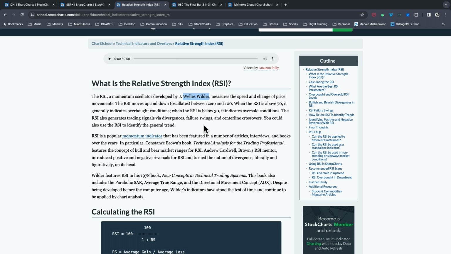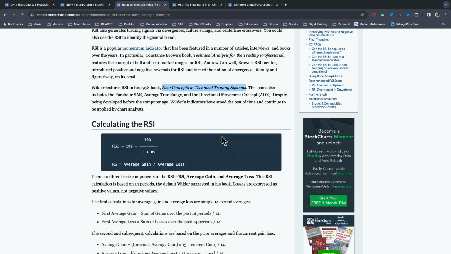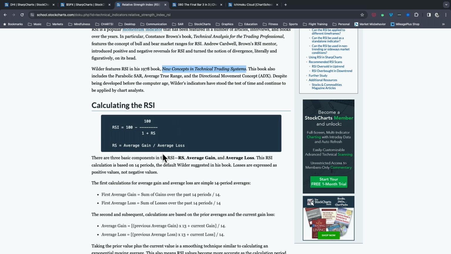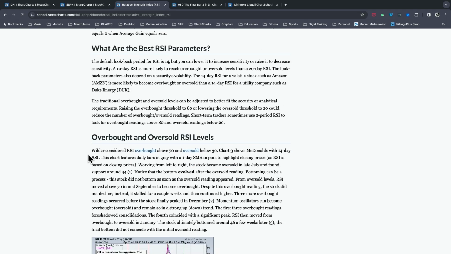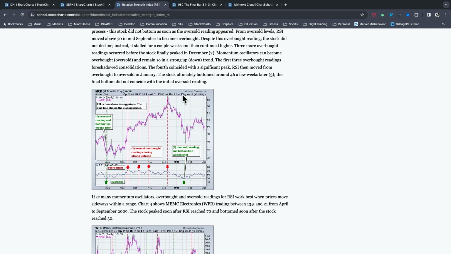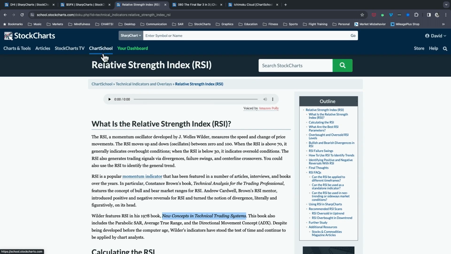There's Wells Wilder talking about that. Here's the book that I mentioned, New Concepts in Technical Trading Systems. There's the actual formula, including the exponential average that we use to smooth out the data over time. And then you can see some of the examples that show you overbought and oversold conditions, divergences, and so forth. So the Chart School portion of our website is a fantastic resource.